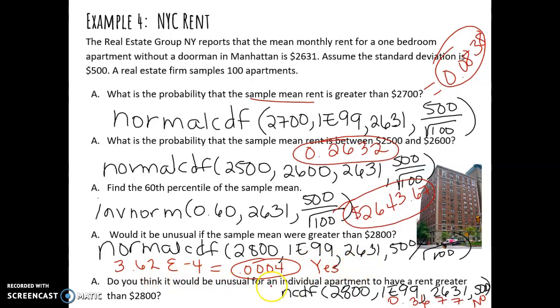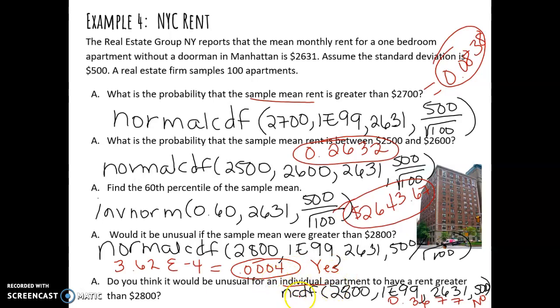Do you think it would be unusual for an individual apartment? So no longer the mean of the 100 apartments, we just are talking about one apartment to have a rent greater than 2,800. So it's the normal CDF, 2,800 to infinity, 2631, but we're not doing 500 over the square root of 100 because we don't have a sample of 100 apartments. We just have one apartment. So we could just do 500 over square root of 1 if we wanted, which is just 500. And we get 0.3677, which is not less than 5% or 0.05, so no, it is not unusual.